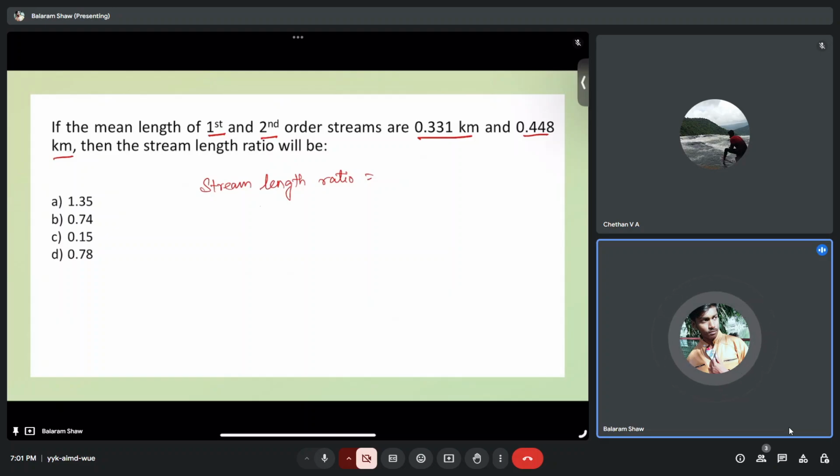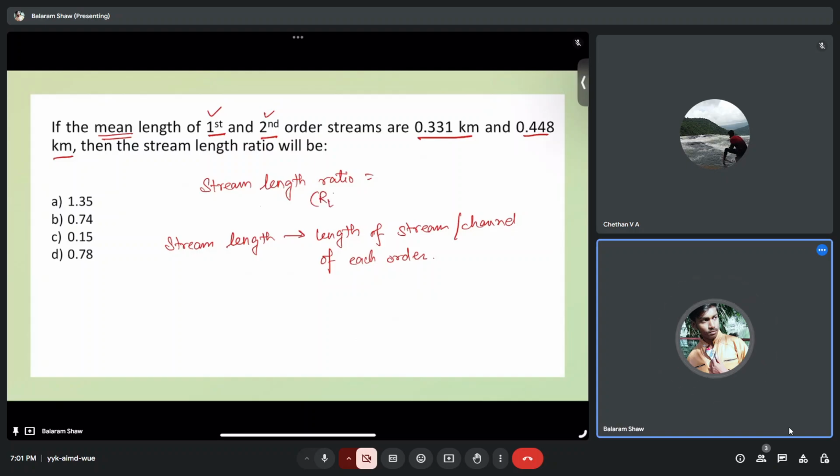I have mentioned what stream length is. First of all, the stream length is the length of the stream or channel of each order, right? Here in the question we have only mentioned first and second order. Now, for the mean length, if the total length is there, we have to divide it by the total number of streams, and then we'll get the mean length. So now we have the mean length, and how do we calculate the stream length ratio?